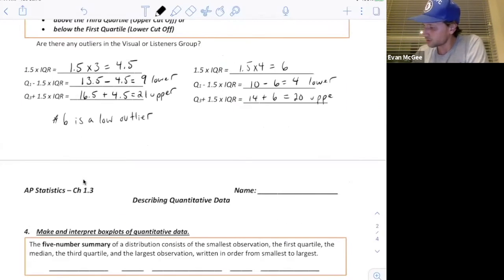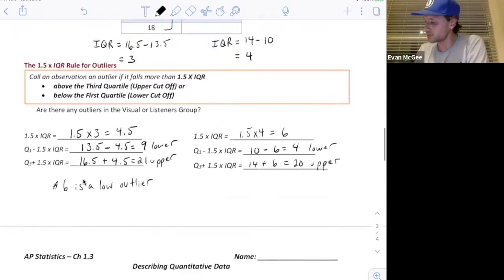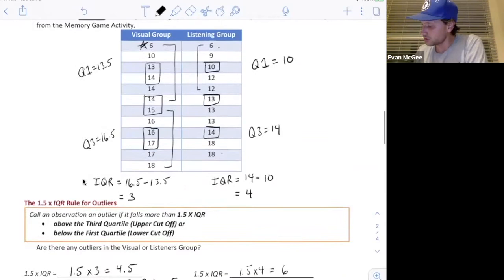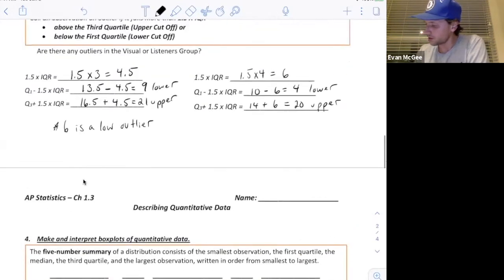Cutoff. So anything less than 4 or greater than 20 is an outlier. And you can see 6 is our smallest, 18 is our largest. So there are no outliers here. No outliers in that group.